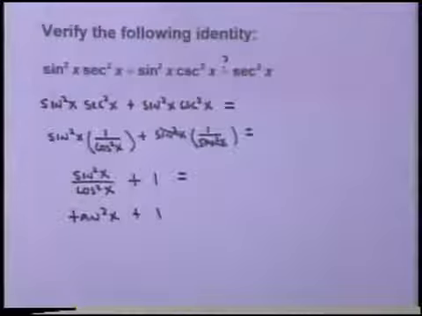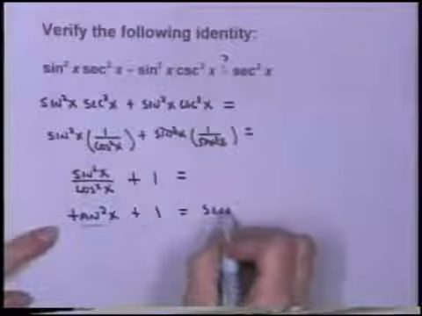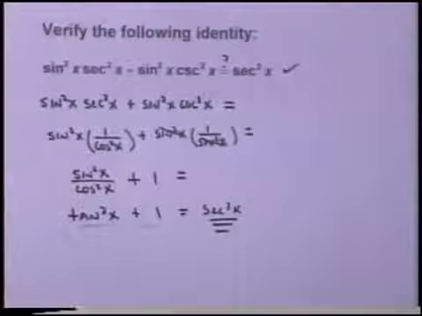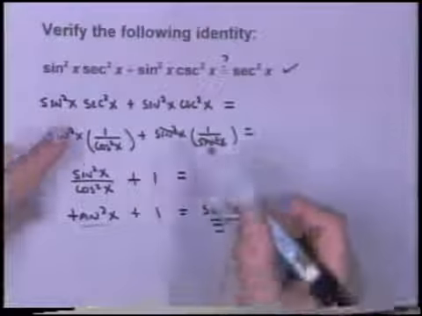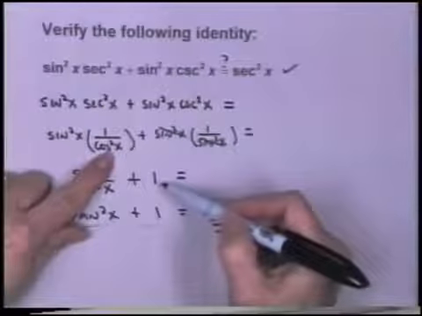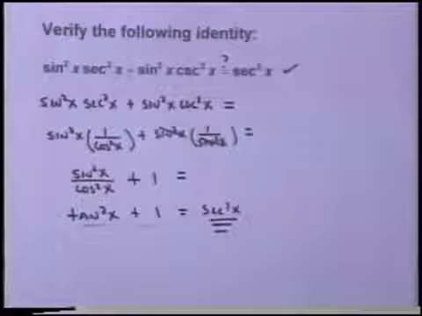Oh my, do you see what we've got here? Tangent squared x plus 1. That's half of one of our Pythagorean identities. And what does tangent squared x plus 1 equal? That's right, it equals secant squared x, which is what we wanted to get. So this time, just simply replacing these with the reciprocals, simplifying to 1 here and changing that to tangent squared, it worked right out.